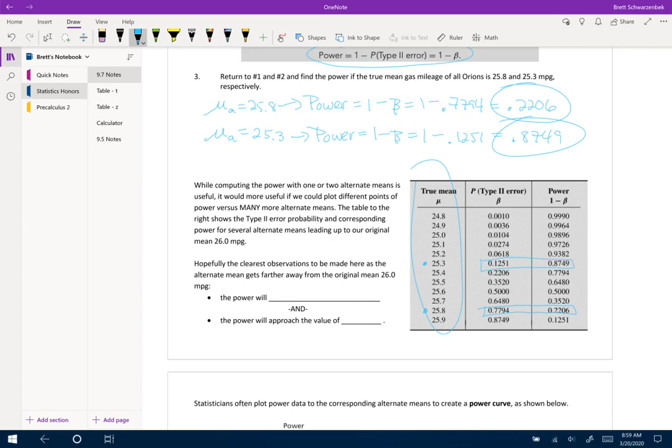Reading along over here, it says, hopefully the clearest observation to be made here is as the alternative mean gets farther away from the original mean, 26. So 26 is down here. As it gets away from the original mean 26, what happens to the power? It looks like the power is increasing in value. So power will increase, and then it seems to be approaching what value? Or in other words, if you were in calculus, what limit is it approaching? It seems to be approaching a probability of 1.